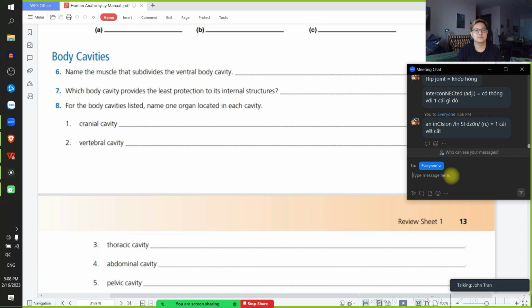Anyway. But and also the eyes is exposed to the external, exposed to the outside. Mắt của mình là cái mà nó bị exposed, nó bị tiếp xúc với cái bề mặt bên ngoài, tiếp xúc bên ngoài luôn mà. Alright, number 8.